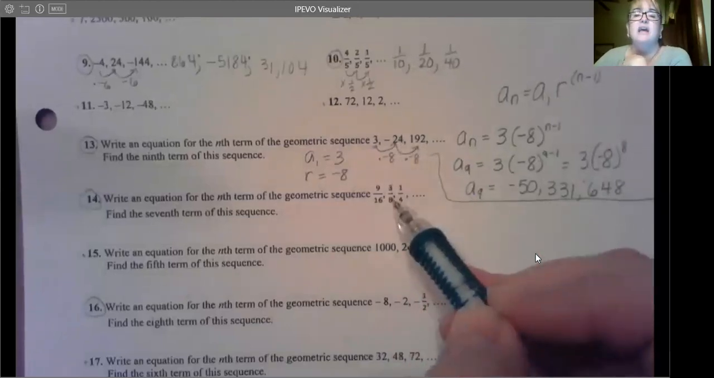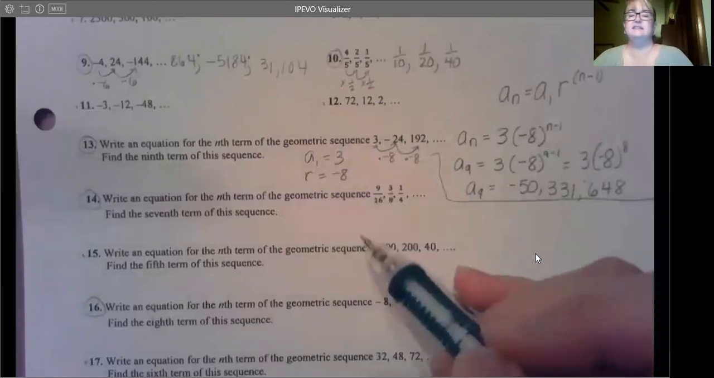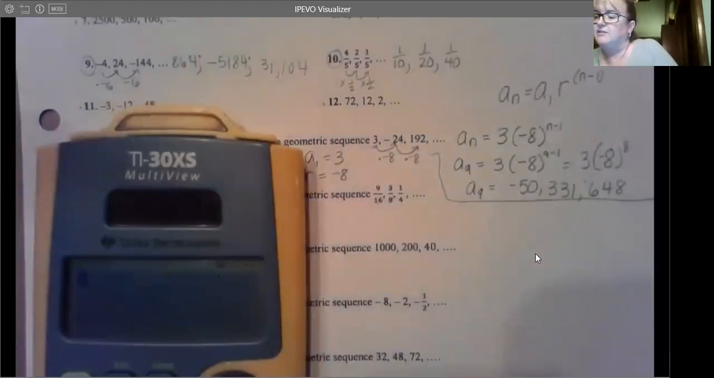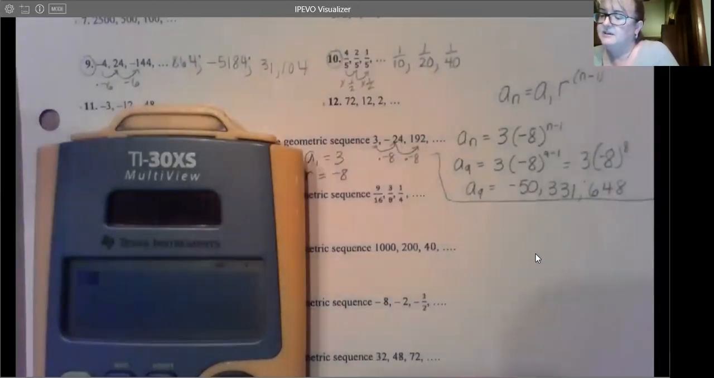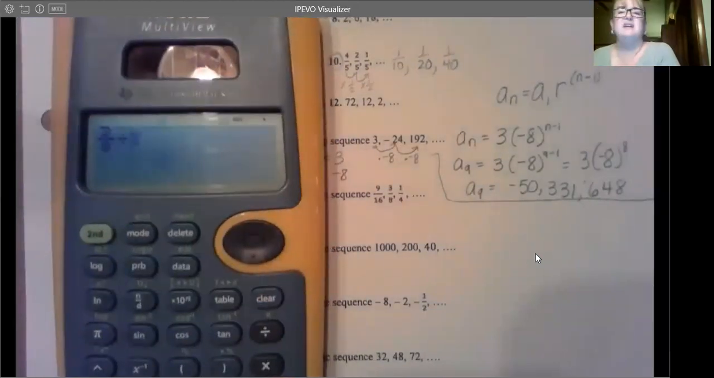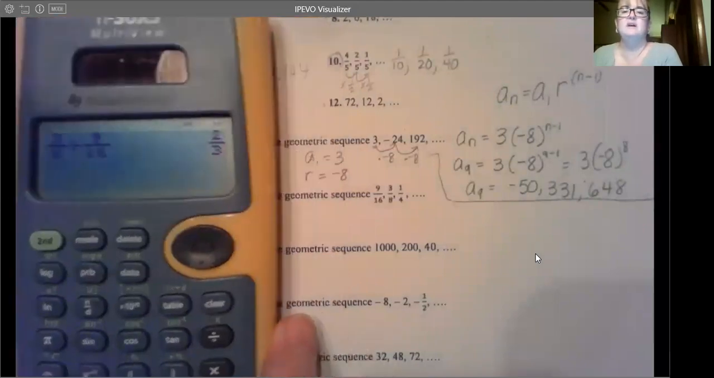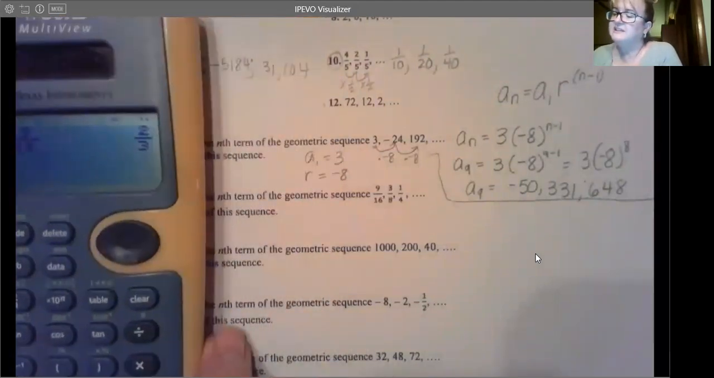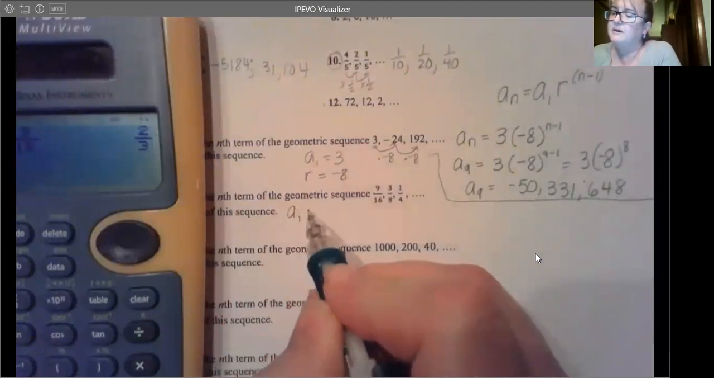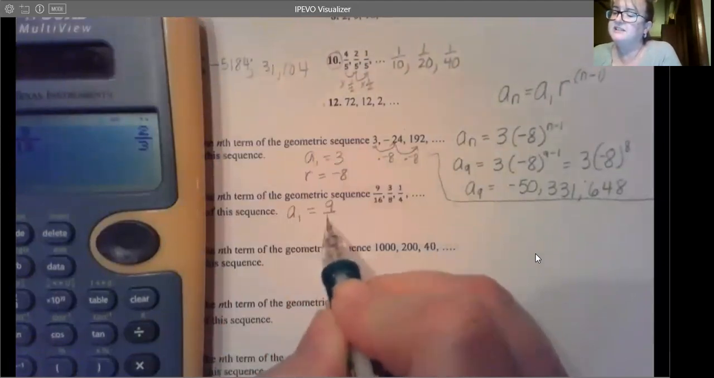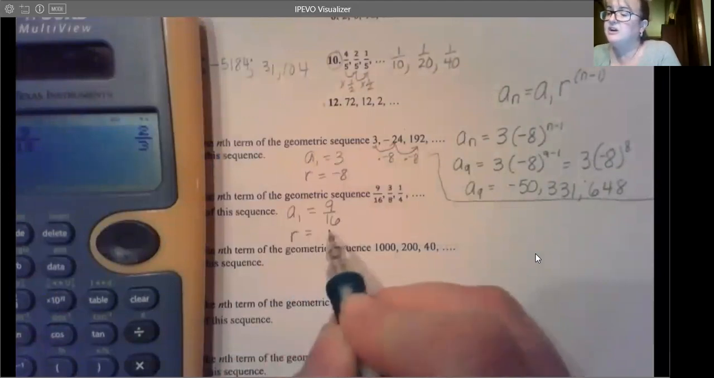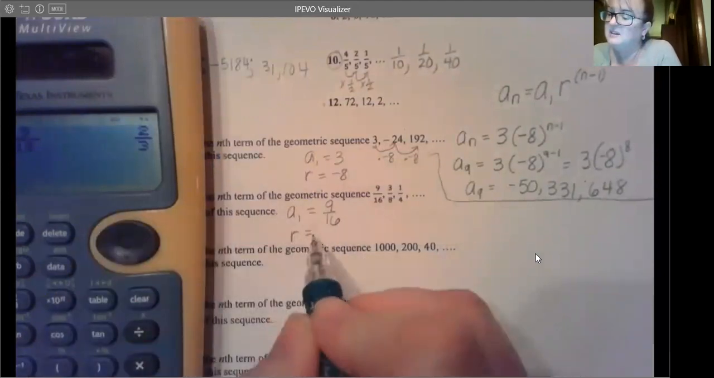So I'm going to take 3/8 divided by 9/16. So we got a nice little calculator for that. 3/8 divided by 9/16. 2/3. All right, so looking at this, A sub 1, the first term, is 9/16. The common ratio is 2/3.